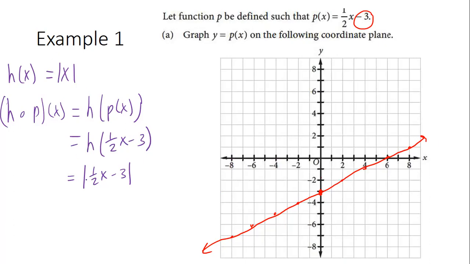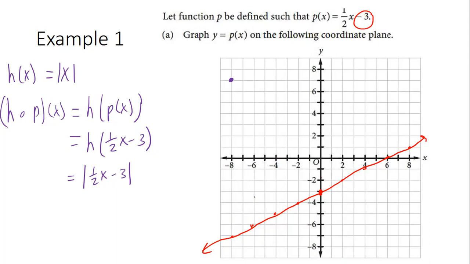Now we're doing the composition. So if I plug -8 into here, what's half of -8? -4. -4 minus 3 is -7. What does the absolute value do to the -7? It's going to make it into a +7. Notice how I'm still on purple?